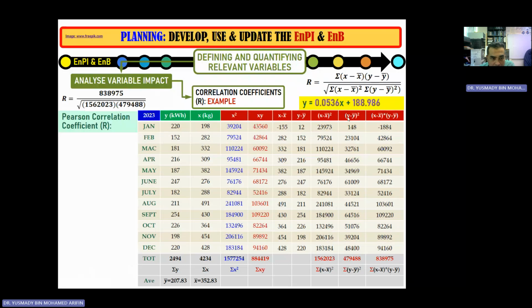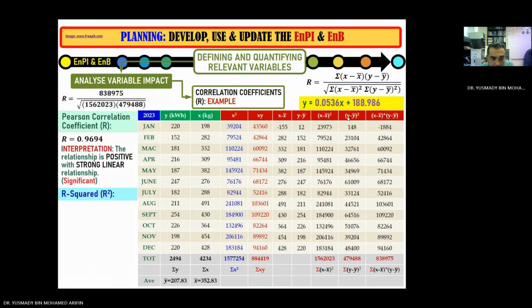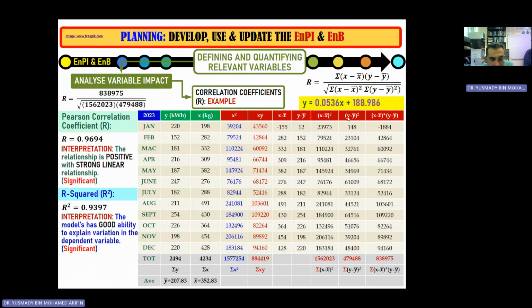So based on the Pearson correlation coefficient equation, the R value that we obtain is 0.9694, which is considered close to 100% or 1.0. In terms of interpretation, the relationship is positive with a strong linear relationship, which is a significant variable. If we calculate the R squared value, we also get a high value, equal to 0.9397. So the model has good ability to explain the variation in the dependent variable.